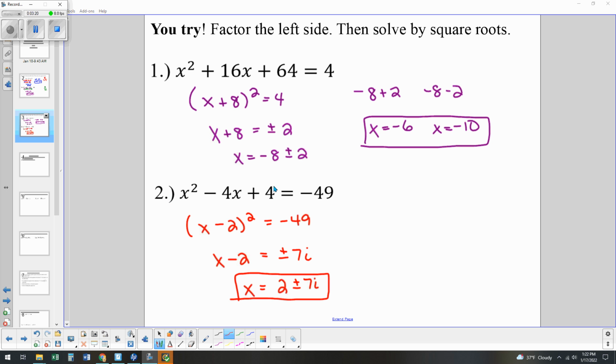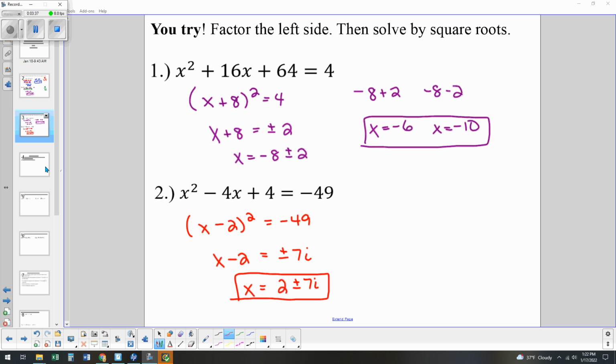For number 2, the two numbers that multiplied to positive 4 and added to negative 4 were negative 2 and negative 2. So that's x minus 2 squared equals negative 49. Take the square root of both sides. We get plus or minus 7i. And then I add the 2. So we get 2 plus or minus 7i.